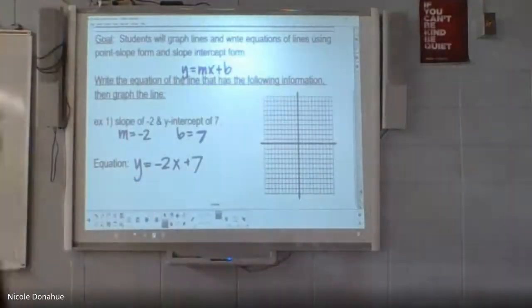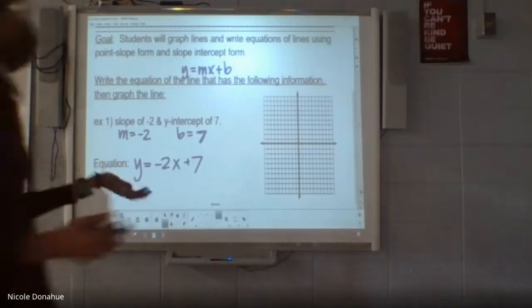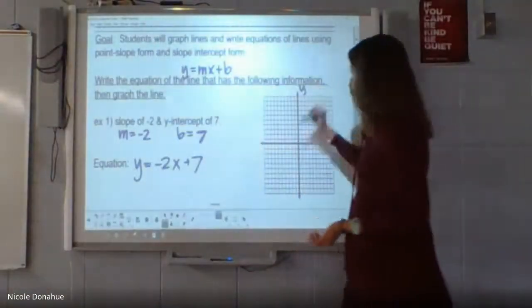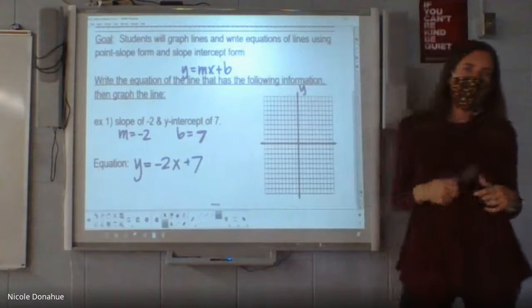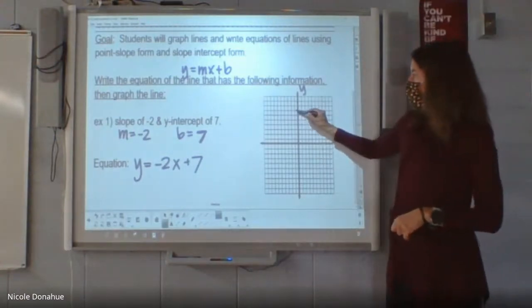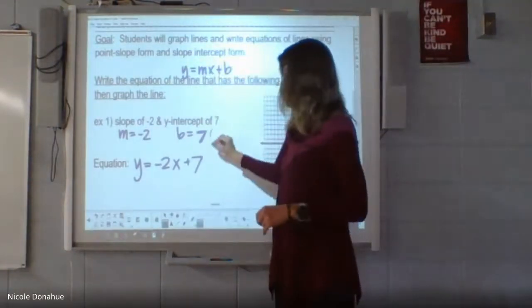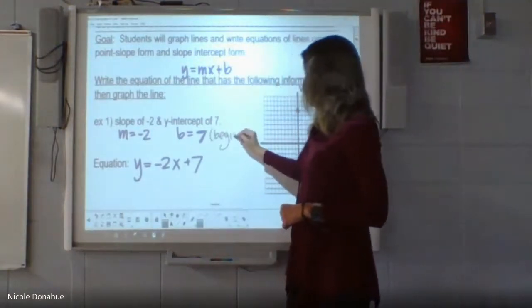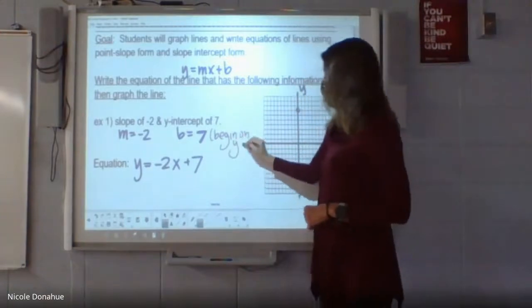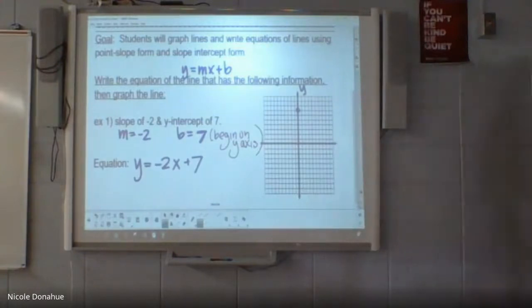Now, remembering how to graph this. Thinking back to the fact that Will told us that B was where we go on the y-axis, and I said B is where we begin. So this is our y-axis, and if B is 7, that means I'm going to begin on the y-axis at 7. So I'm going to put a dot on the y-axis at 7. We begin on the y-axis.